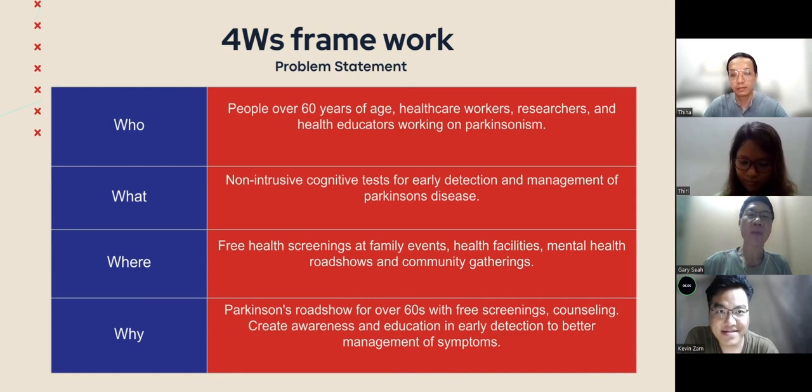Our problem statement uses the 4W framework. So we look at people who are over 60 years of age, healthcare workers, researchers, health educators working on Parkinson's. And then we look at non-intrusive cognitive tests for early detection and management of Parkinson's disease. Where will we do it?